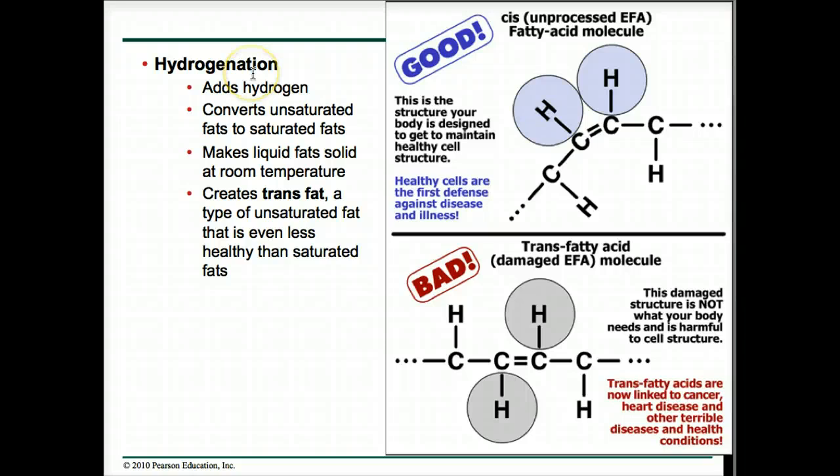So when you hydrogenate something, you convert unsaturated fats to saturated fats. So you actually make liquid fats solid at room temperature.